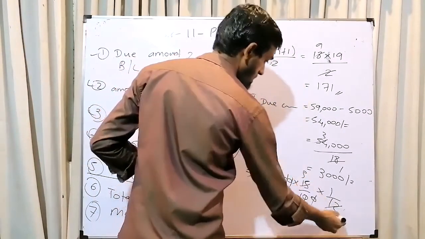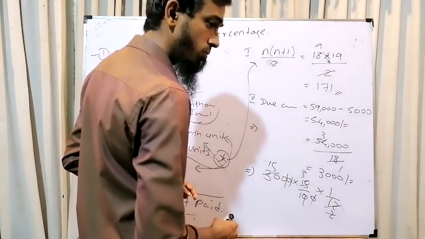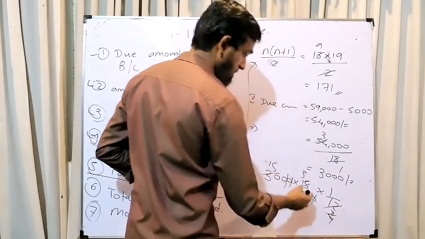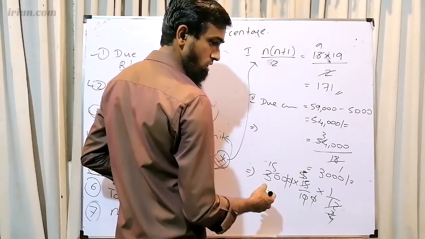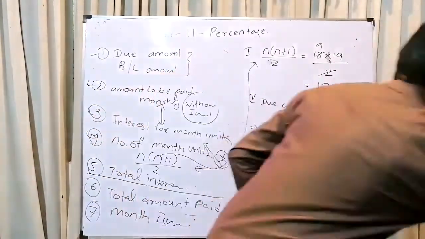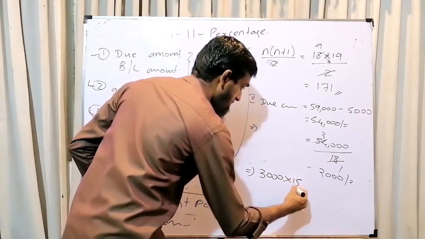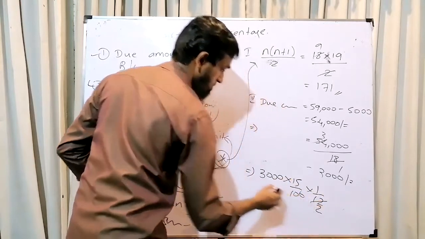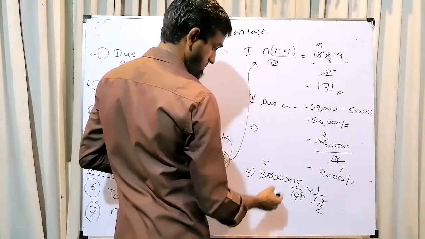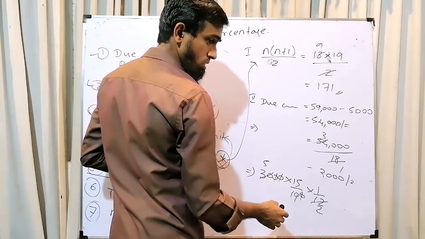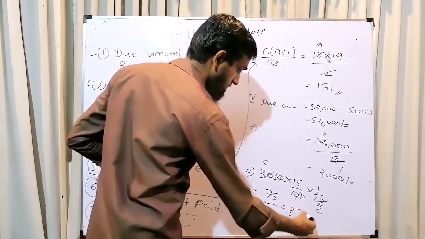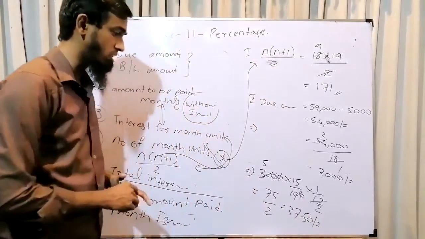We can calculate like this: 3,000 into 15 over 100 into 1 over 12. Simplifying, 15 into 5 gives 75 over 2, which is 37.5. So 37 rupees 50 cents is the interest for a month unit.